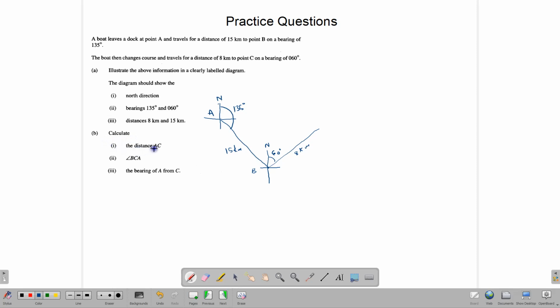It says we are to calculate the distance AC. Now this would be the point C, because the ship would stop here. So let's label that as C. Now we want to calculate AC, so we want to calculate the length of this line, AC. We can use the cosine rule to calculate the length of that line, because we know this side and we know this side. And we almost know this angle in the middle here. We know that this part of the angle is 60 degrees. We do not know what this part here yet is, but we can find it.